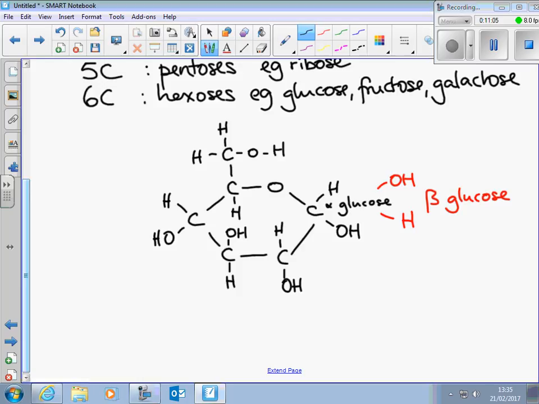And it's amazing, considering the small amount of difference between those two, how much difference there is. If you join them together in chains, if you join alpha glucose together in chains, you get starch. We're perfectly capable of digesting starch, aren't we? If you join beta glucose molecules together, you get cellulose. We can't digest cellulose. Very few things can. Only microorganisms can do it.